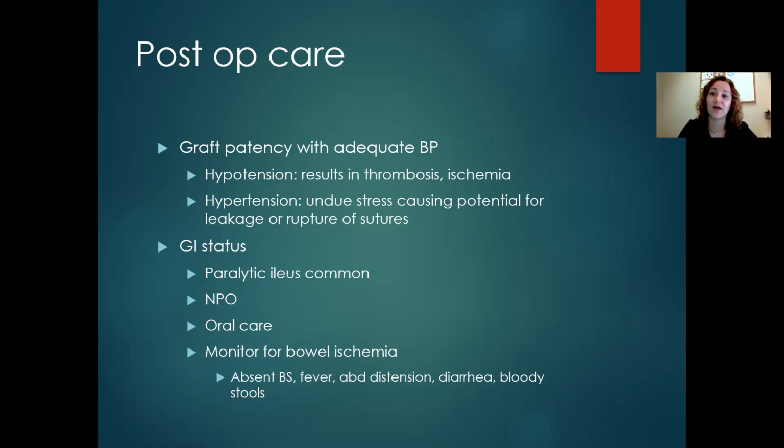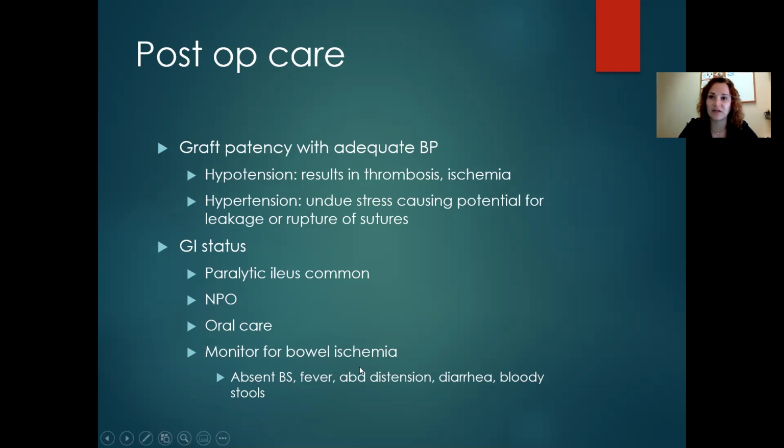GI status, because of the clamping, or the risk for ischemia from pausing the flow from the aorta, which is what perfuses the GI system. There's a risk for paralytic ileus, and the patient needs to be NPO, with good oral care to prevent any kind of infection, and monitor for bowel ischemia. Things that would cue you in that the patient was developing bowel ischemia are absent bowel sounds, fever, abdominal distension, diarrhea, or bloody stool. So if you had signs of any of these things, you would pretty immediately want to call the doctor.